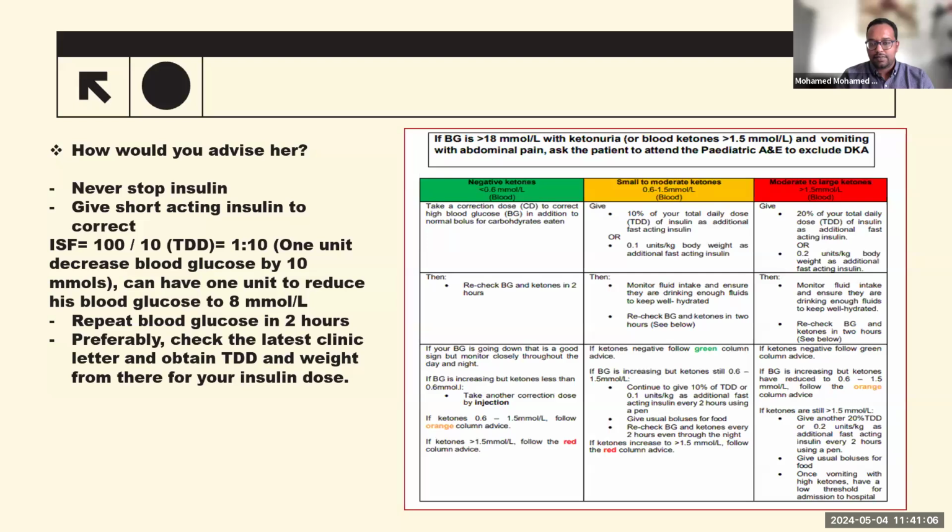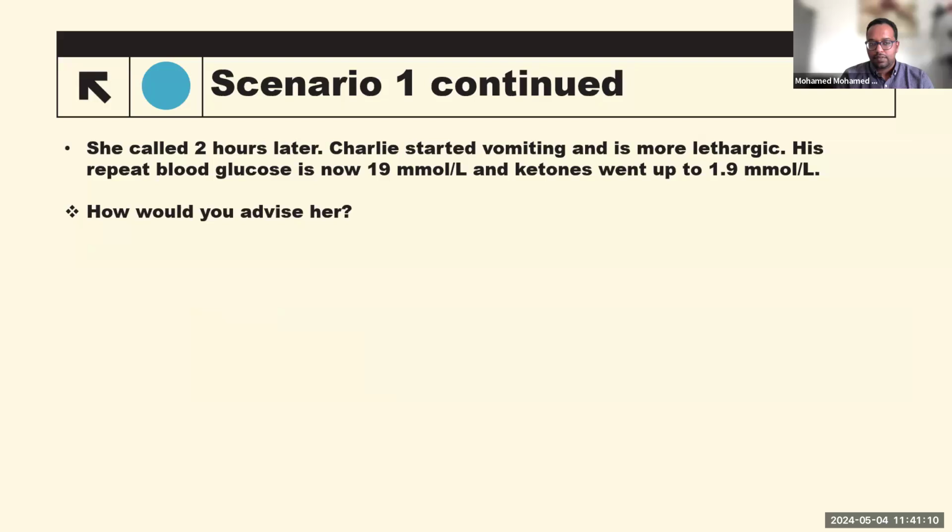Does this make sense, guys? She called 2 hours later. He started vomiting, and he's more lethargic. And the repeat blood glucose is now 19 millimoles, and the ketones are up to 1.9 millimole per liter. How would you advise her?